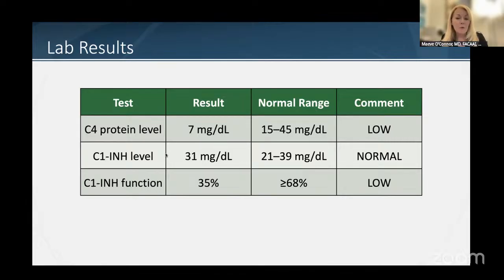And I remember too that we used to get questions when we were pimped on rounds. What if you could only order one thing? What would you order? And they would say a C4. So do you have any comments on just ordering the C4? Or do you think now that we have accessibility to the C1 inhibitor level and function, we should do all three?